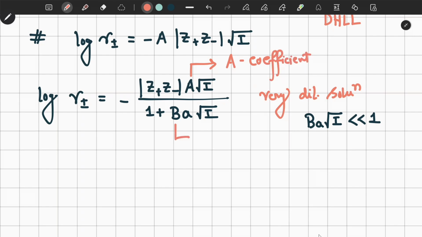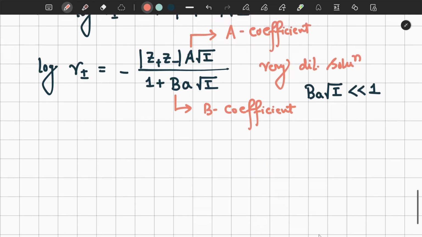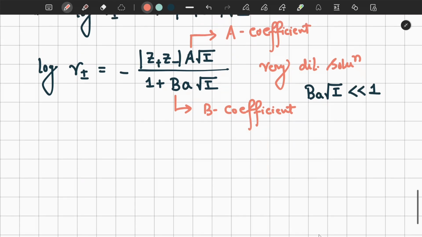And this is the B coefficient. But one thing is there. What is the significance of these two coefficients? That we will discuss. In the next question, we will calculate the value of A and B, right? I'll discuss that.